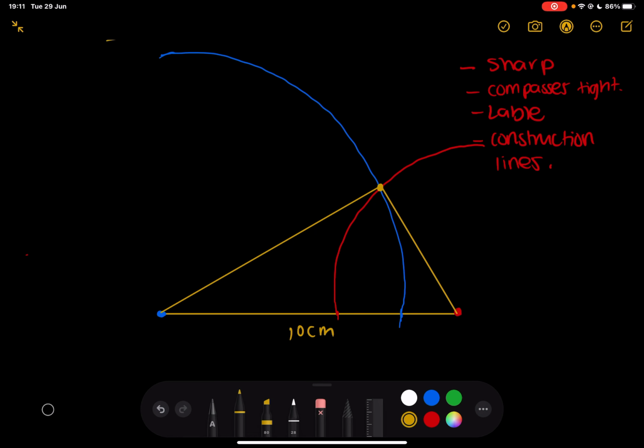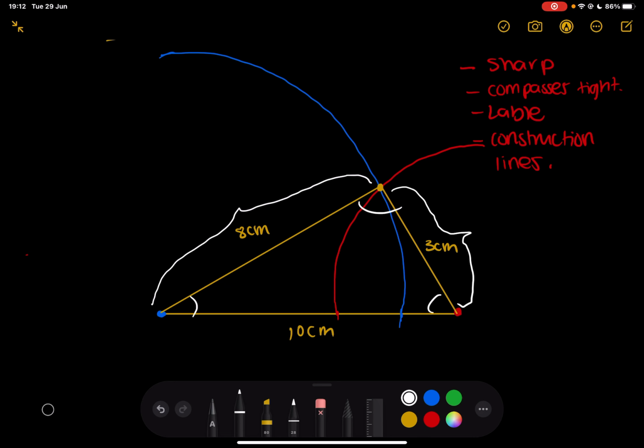So remember, you have to label. So this would be the 8 centimeters. Obviously, this is not accurate. Sorry about that. And this is the 3 centimeters. Label, right? What I meant by leave your construction lines in is these arcs that you've drawn here, leave your construction lines in, right? And if you want to check the accuracy, just make sure that all 3 angles add up to 180. That's how you check your accuracy. And make sure that this line from here to here is actually 8 centimeters. And check that this line from here to here is 3 centimeters. That's it.